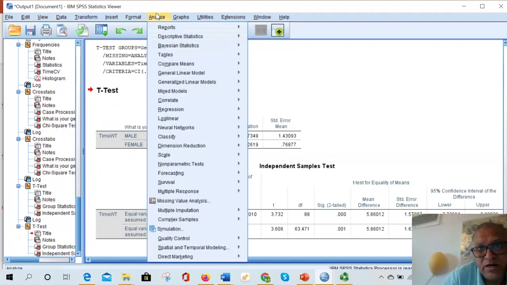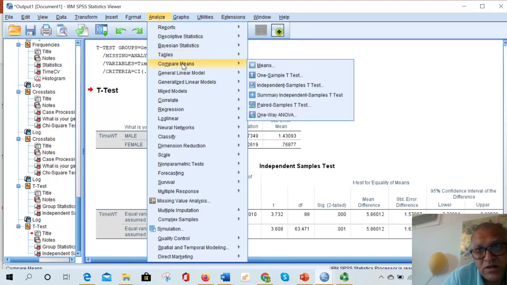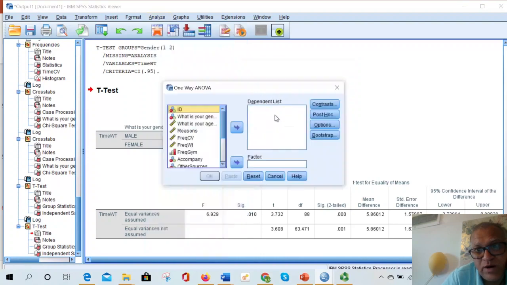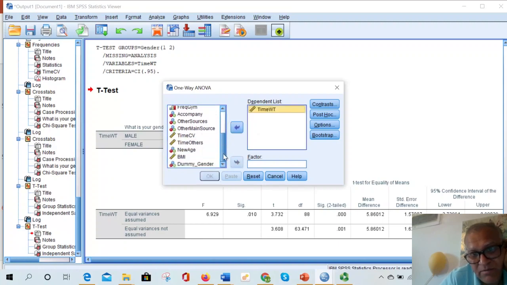Now if you are comparing more than two groups, you use ANOVA. So this is the ANOVA, and we are again, for example, comparing time spent on the weighing machine, and we are comparing by age groups of the people. So this is the category of age.